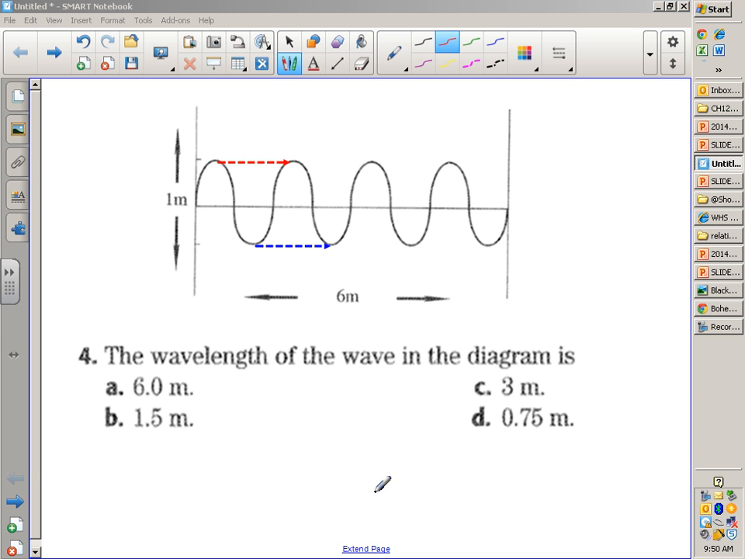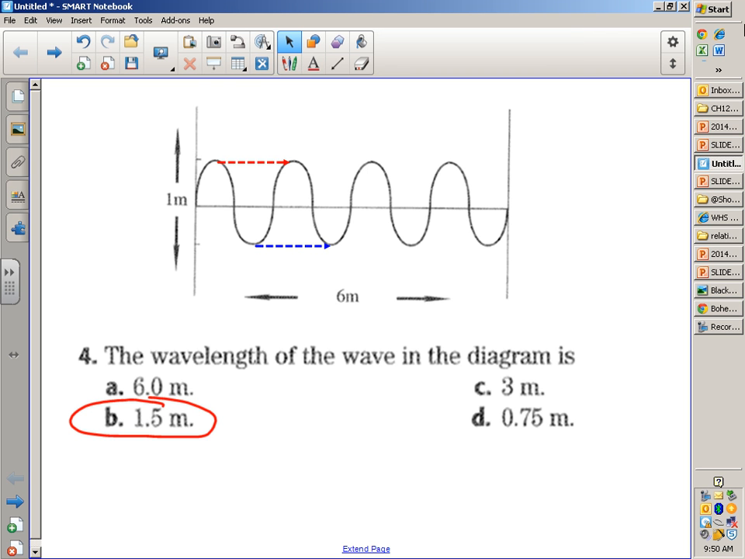Wavelength of this wave is 1.5 meters. Okay? So, as its name suggests, the wavelength is the length of one wave. And in your notes, we said there were a couple ways to define that. Your notes say wavelength is the distance between the same spot on 2 consecutive waves. So we said there's a couple ways we can define that.